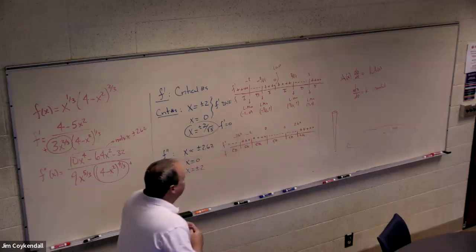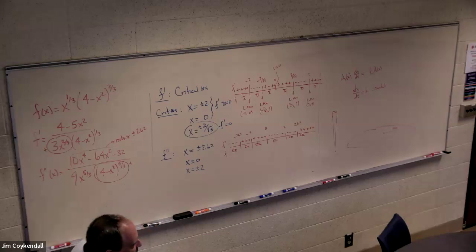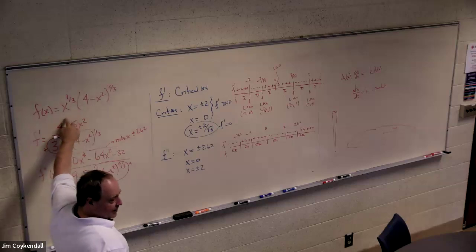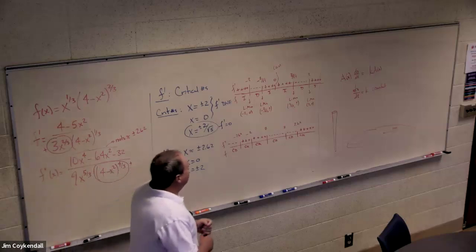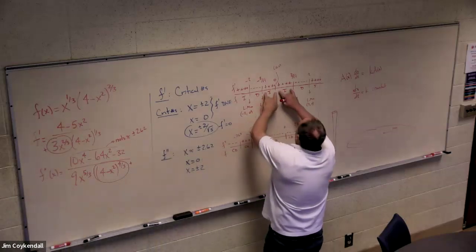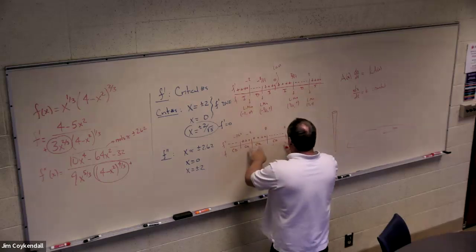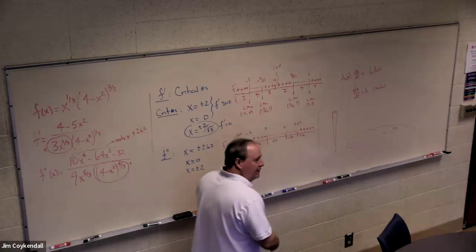By the way, there's a certain symmetry to this problem that would help as well. Does anybody know what the symmetry is? This is actually an odd function. And that's why you see the symmetry here. So notice these are the same as you pan out, and these are opposite as you pan out.